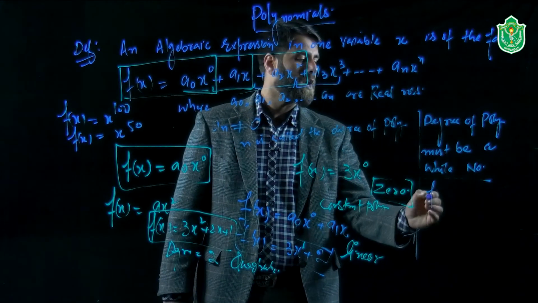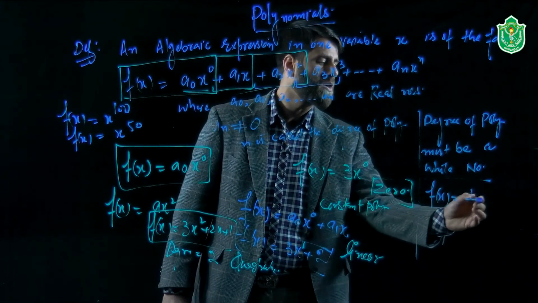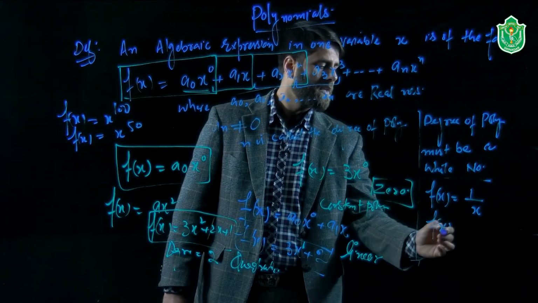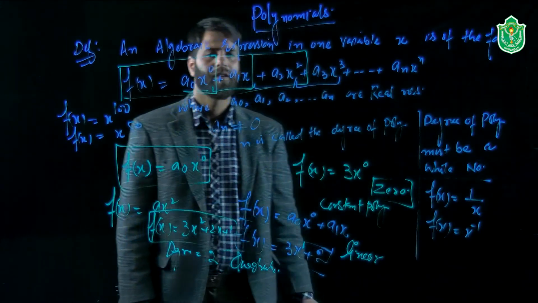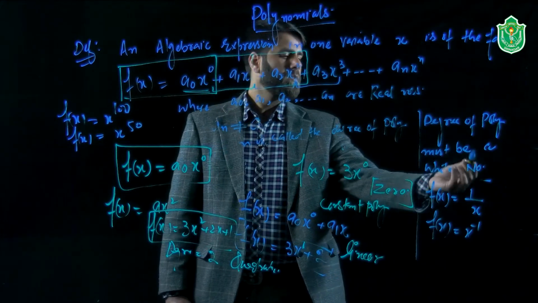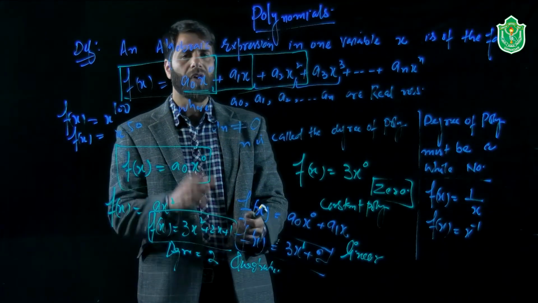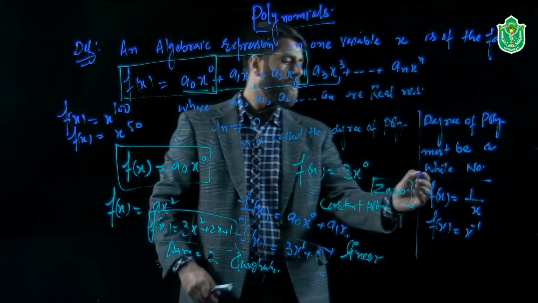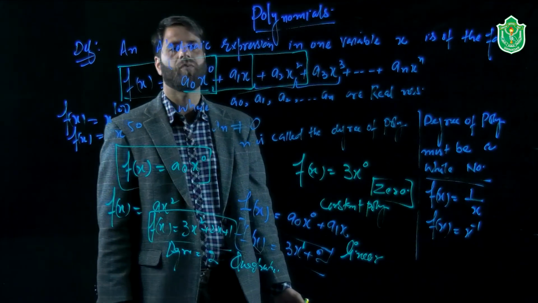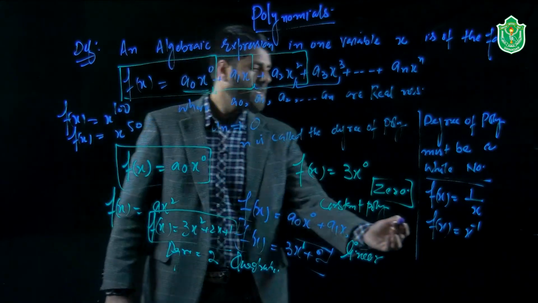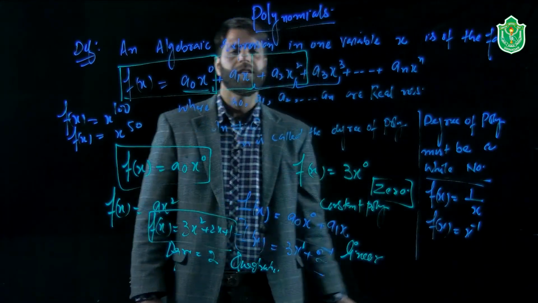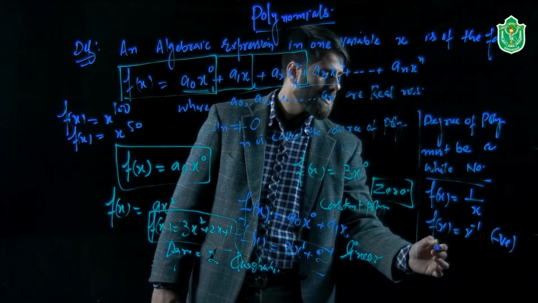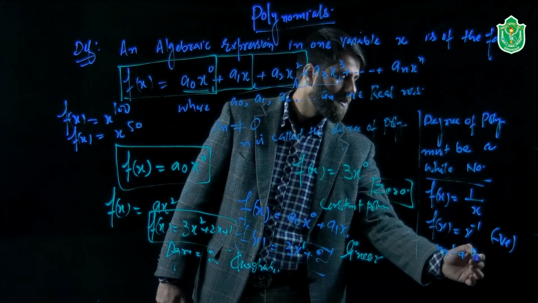Suppose we take an example of the polynomial f of x is equal to 1 divided by x. So here we can write f of x is equal to x raised to the power minus 1. When you define a polynomial, the degree must always be a whole number. What is the degree here? f of x can be expressed as x raised to the power minus 1, but the degree is negative. So this is not a polynomial.